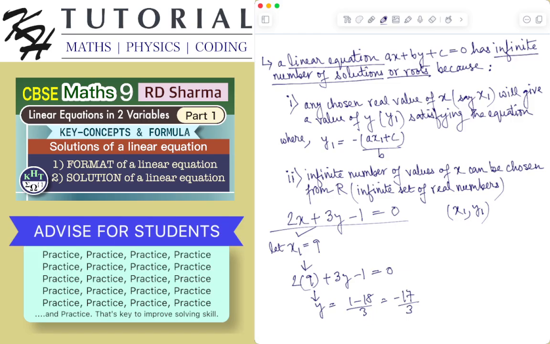So then clearly we can say that 9 comma minus 17 by 3 is a root of the equation 2x plus 3y minus 1 is equal to 0. Similarly, instead of 9, I can choose any other real number, and I will get another corresponding value of y, and then that value of x and y will again be a root of the given linear equation.